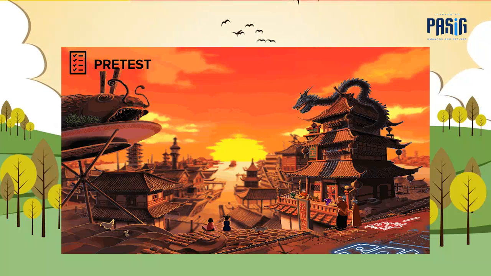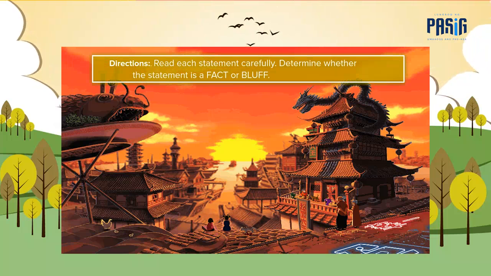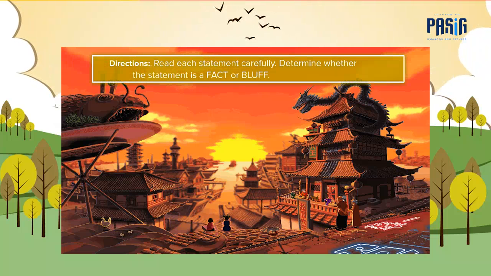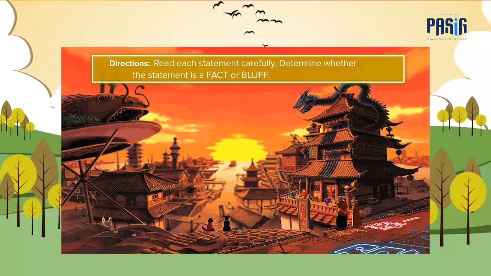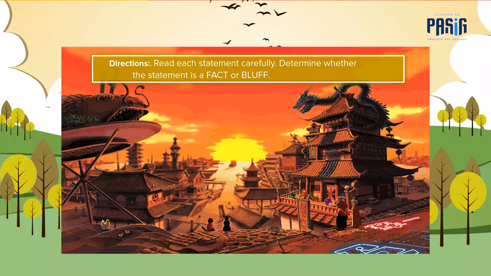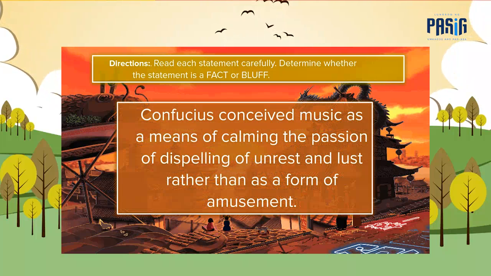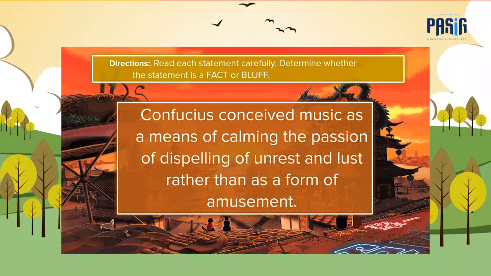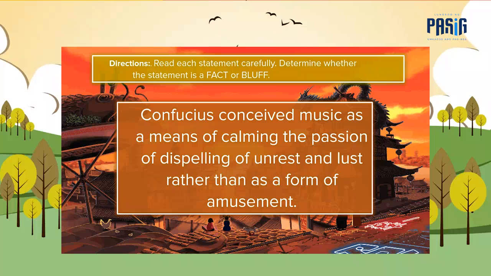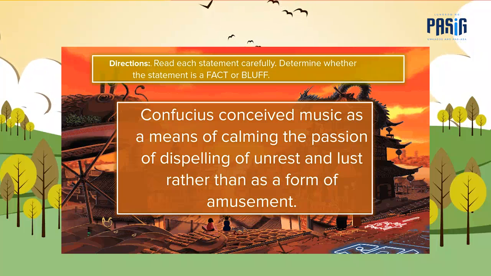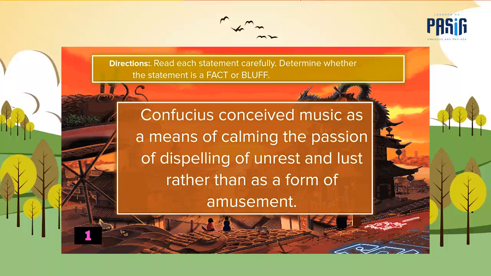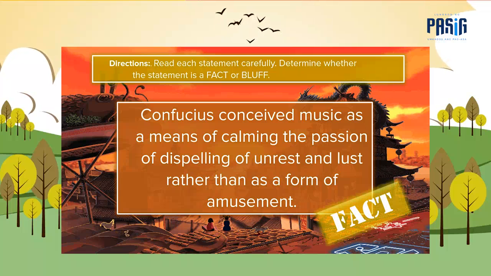Now let's move on to our pre-test. Directions: Read each statement carefully and determine whether the statement is a fact or a bluff. Confucius conceived music as a means of calming the passion, of dispelling unrest and lust, rather than a form of amusement. The answer is a fact.